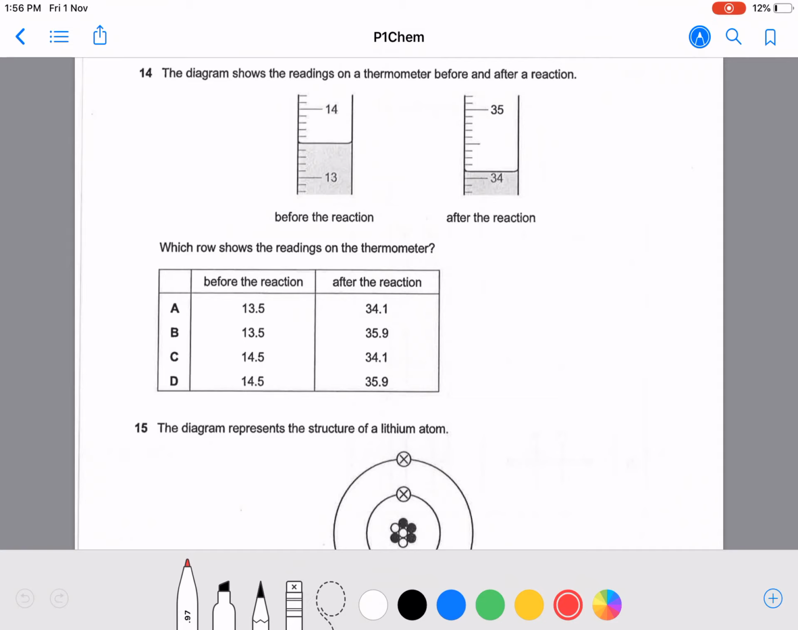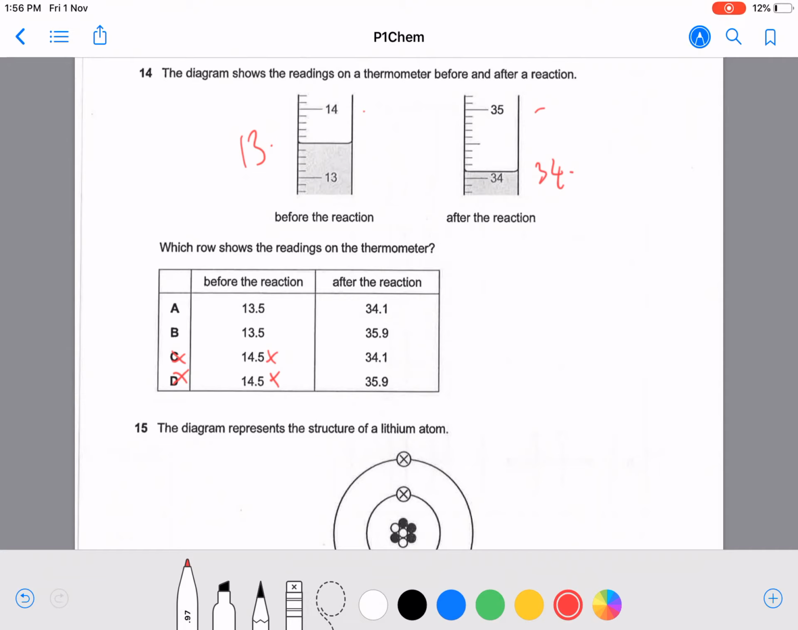So the first thing to note is the big number is at the top. So this one is going to be 13 point something because the next one up is 14. And this one's going to be 34 point something because the next one up is 35. So if it says 14 point something, you can immediately discount C and D.